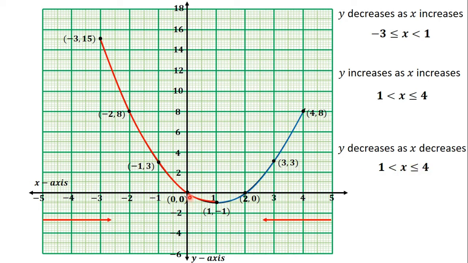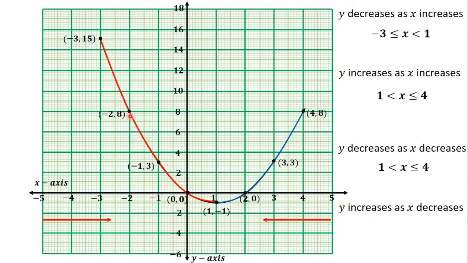Let's consider the other part of the curve. As we continue to move from right to left, the values of x still decreases, but the values of y increases. So it increases from -1 to 3, from 3 to 8, from 8 to 15. So for this part of the curve, which I've colored with red, as we move from right to left, the values of y increases as x decreases.